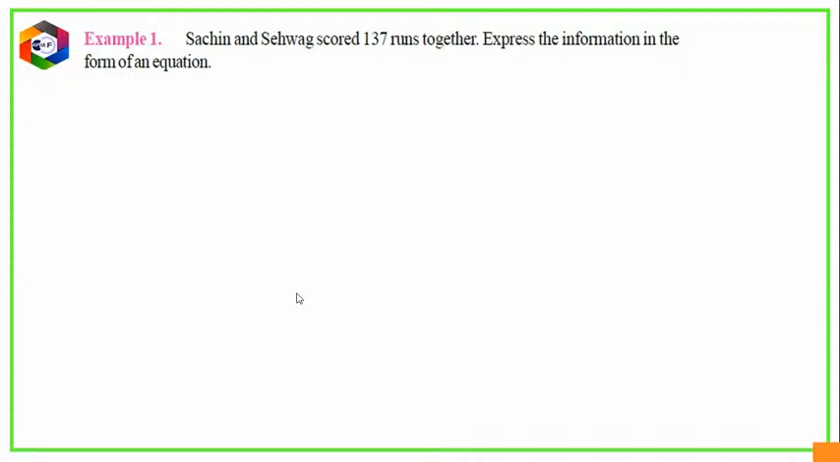Sachin and Sehwag scored 137 runs together. Express the information in the form of an equation. So here is a simple statement. Sachin and Sehwag scored together 137.